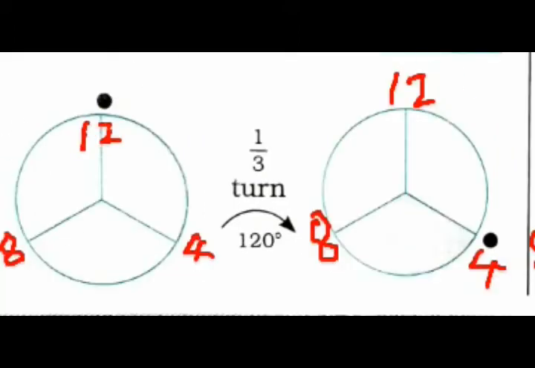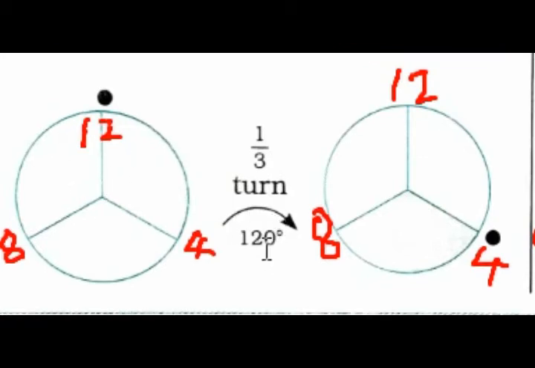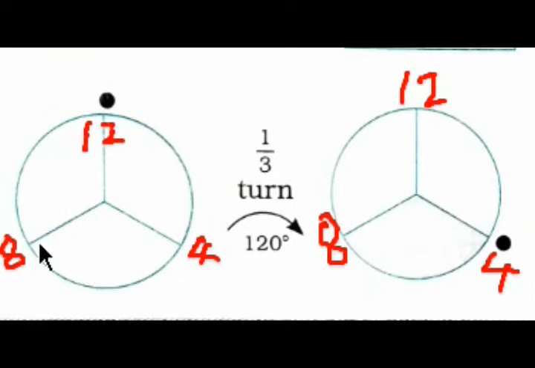Now this is 1/3 turn. 1/3 turn means rotating any shape through 120 degrees. As for example, here is a clock. So rotating from 12 to 4, it will be a 1/3 turn. And from 4 to 8, also a 1/3 turn. 8 to 12 also a 1/3 turn.